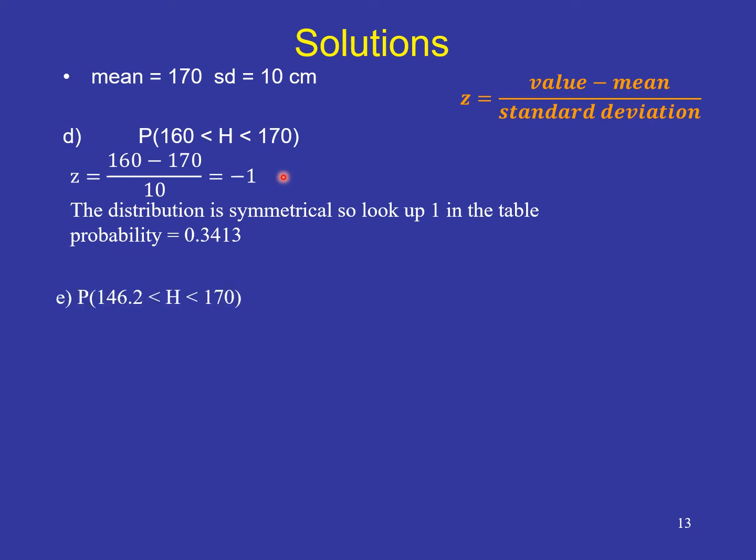Part E, the probability that someone's height is between 146.2 and 170. Again, we need to work out how many standard deviations below the mean it is. Put it into our formula, and we get minus 2.38. We look up 2.38 in our tables, and we find that the probability is 0.4913.